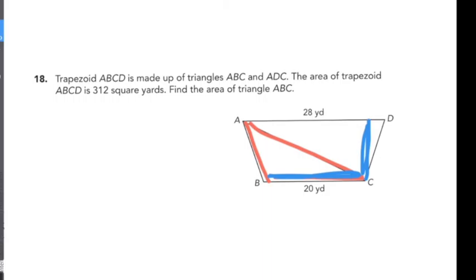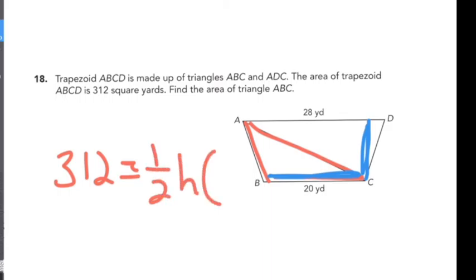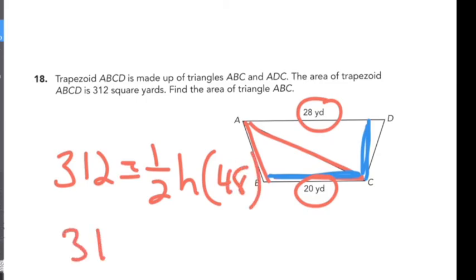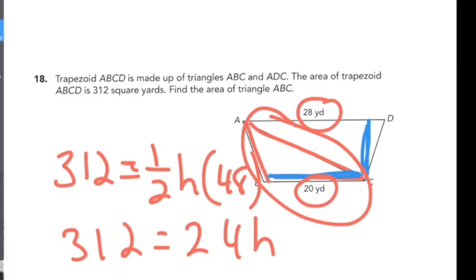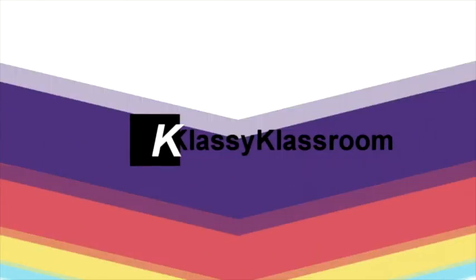So for the trapezoid, the area is 312 equals 1/2 the height, which I don't know, times (b1 plus b2), which is 48. I just did it real quick. So you take half of 48, which is 24H. Now when you divide by 24, that's going to give you the height of the trapezoid, which, if you look at it, is the height of this triangle. So you've got the base and the height, and then you should know how to figure that out: 1/2 base times height, which is the area of the triangle.